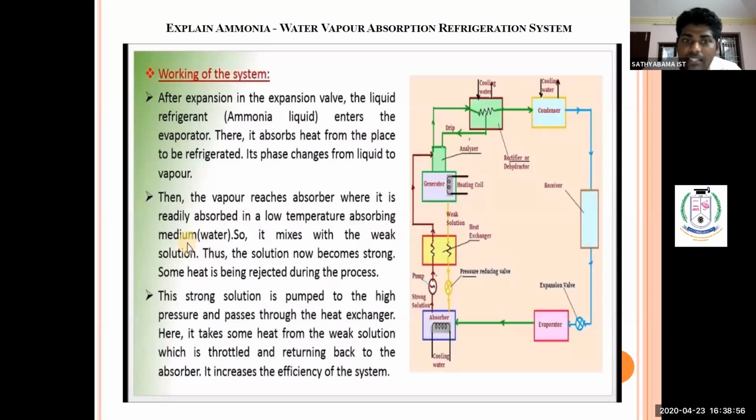Then the vapor reaches the absorber, where it is readily absorbed in a low temperature absorbing medium. So it mixes with the weak solution. Thus the solution now becomes strong, with some heat being rejected during the process. This strong solution is pumped to high pressure and passes through the heat exchanger. Here it takes some heat from the weak solution, which is throttled and returning back to the absorber. It increases the efficiency of the system automatically.